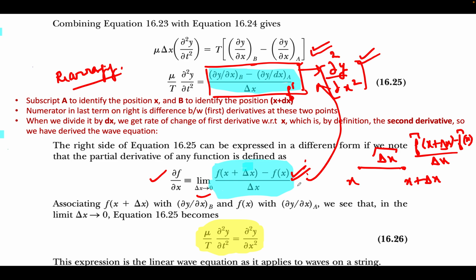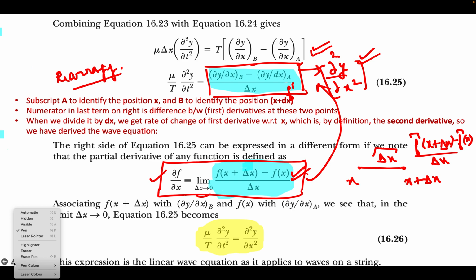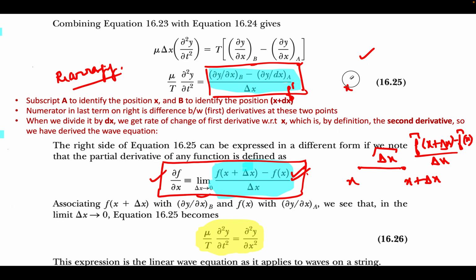Ma'am, please explain this once more. Absolutely. Is this clear? Have you read this expression before in your differentiation? Yes, ma'am. So what we are doing is we are using this expression to solve the right hand side of equation 16.25.